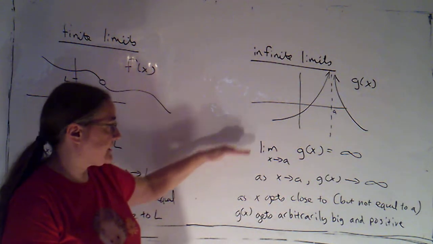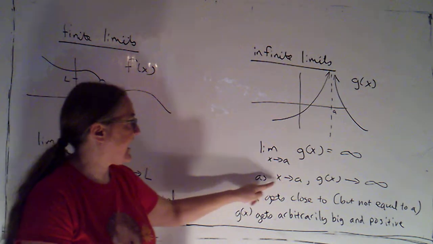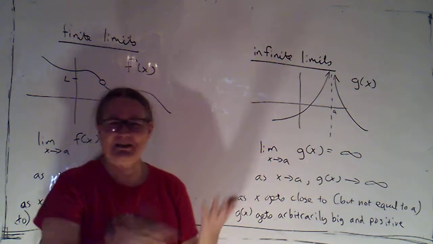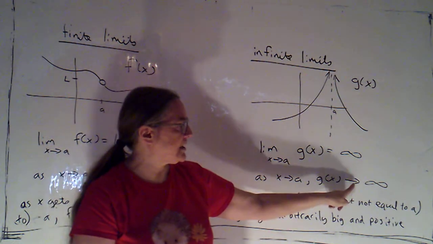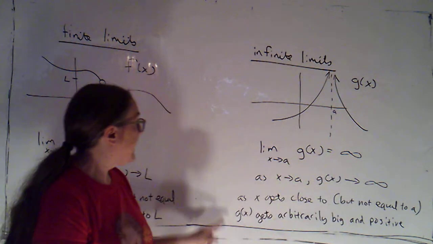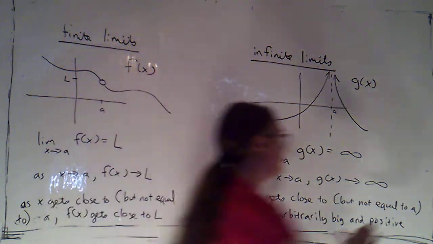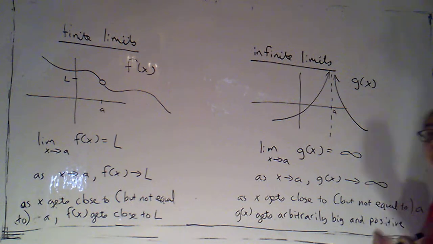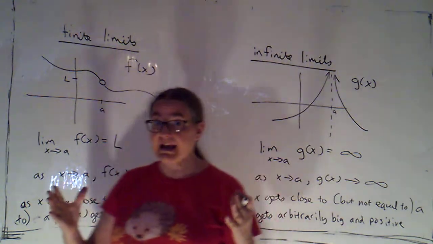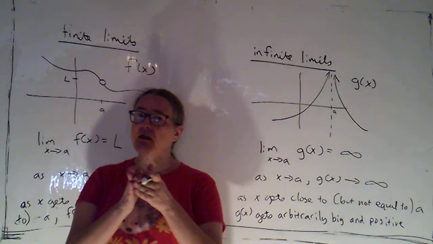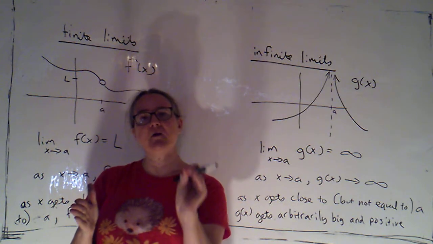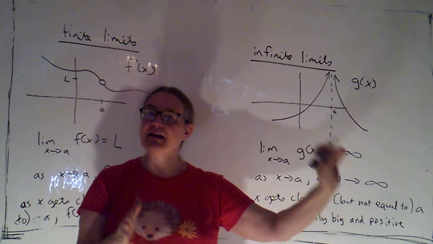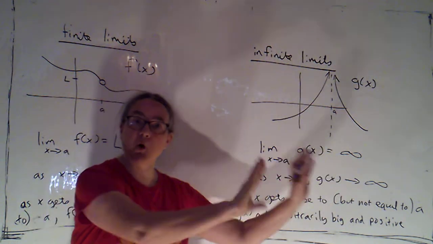Now, I can describe what this means using this same arrow notation. As x goes to a, g of x goes to infinity. So you might say, well, that arrow notation is the same. How is this different? It's how we interpret that arrow. As x gets close to but not equal to a, this arrow here does not mean that we're getting close to infinity. You can't get close to infinity. Numbers correspond to specific locations on the number line. Infinity isn't a stopping point on the number line. Infinity is a symbol that tells us don't stop.